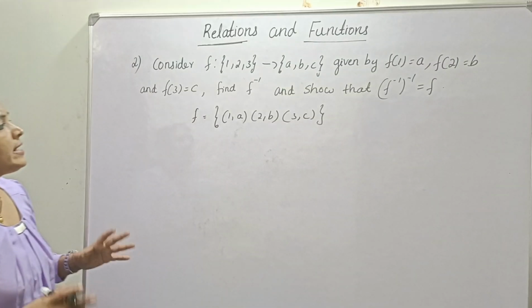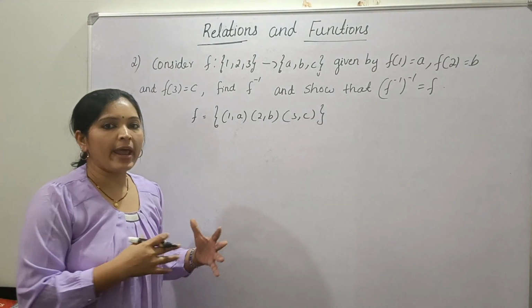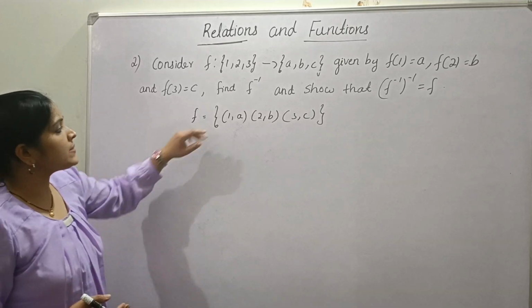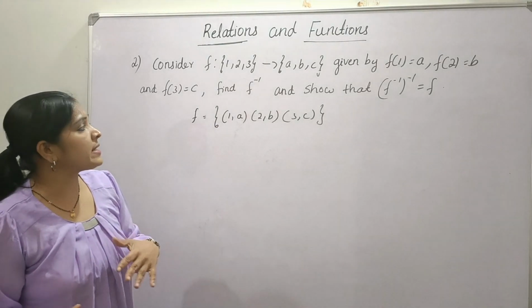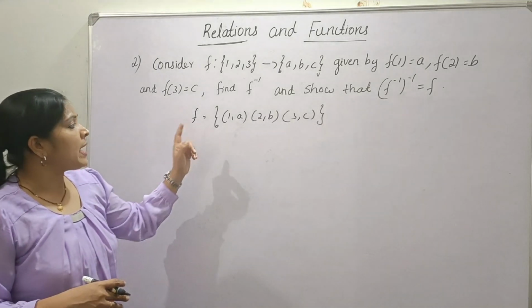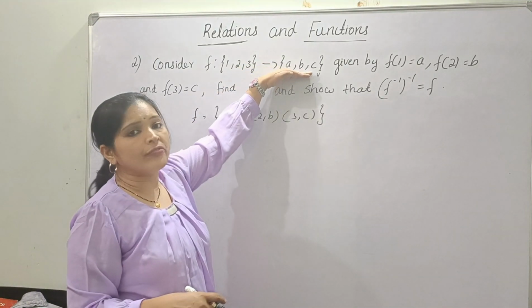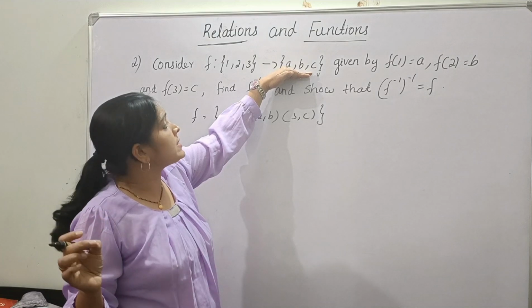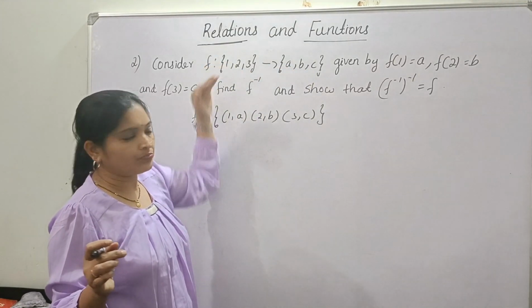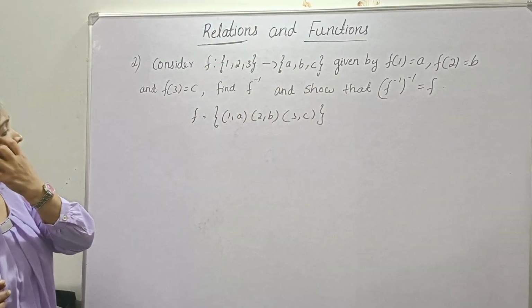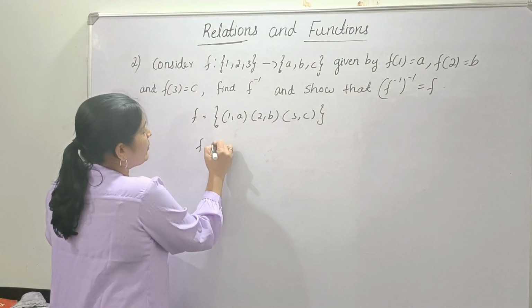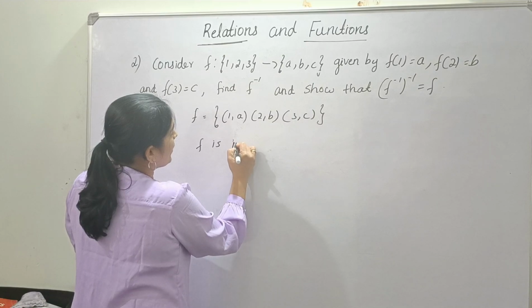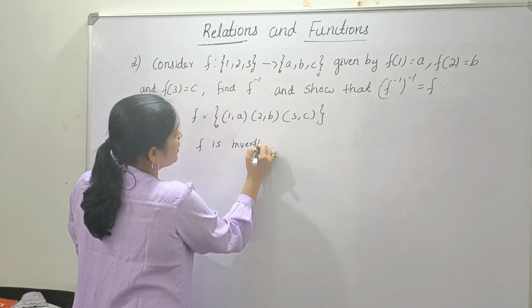And clearly it is a bijective function, that is 1-1 and onto function, right? Why? Because here distinct elements have distinct images, and every element of the codomain is the image of an element of the domain, right? So therefore it is a 1-1 and onto function, hence f is invertible. Okay, f is invertible.